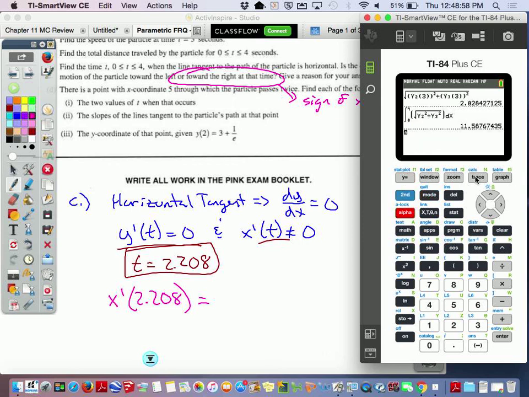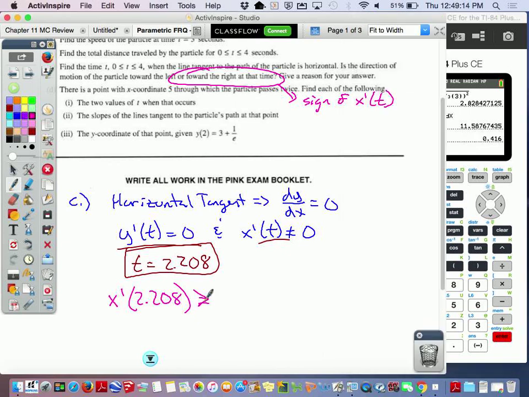x prime is in y sub 2. So I'm just going to bring up y sub 2, and I'll plug in 2.208. This gives us back a value that is greater than 0. What the value is actually doesn't even matter. We just need to know that that's greater than 0, and this indicates that the particle is moving towards the right. And a particle is moving towards the right because x prime at 2.208 is greater than 0.